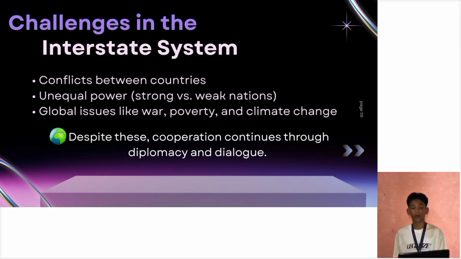Last, we have global issues like war, poverty, and climate change. War is the result of conflict between countries. And then poverty is a result of unequal power. And then the climate change is the result of irresponsible action of human.